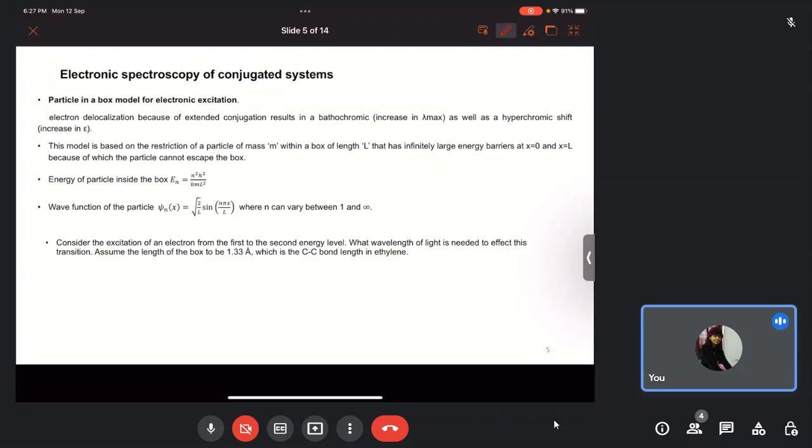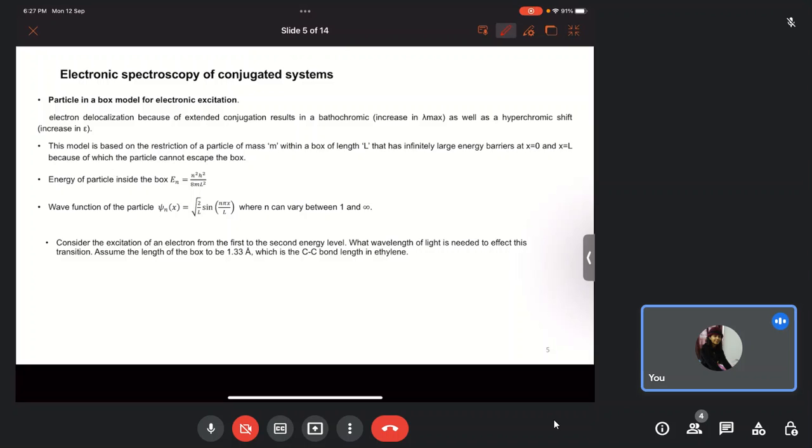So we can treat conjugated systems as a particle in a 1D box sort of model, where as the delocalization increases because of extended conjugation, it results in an increase in lambda max. So this is something which we can see by solving this problem.